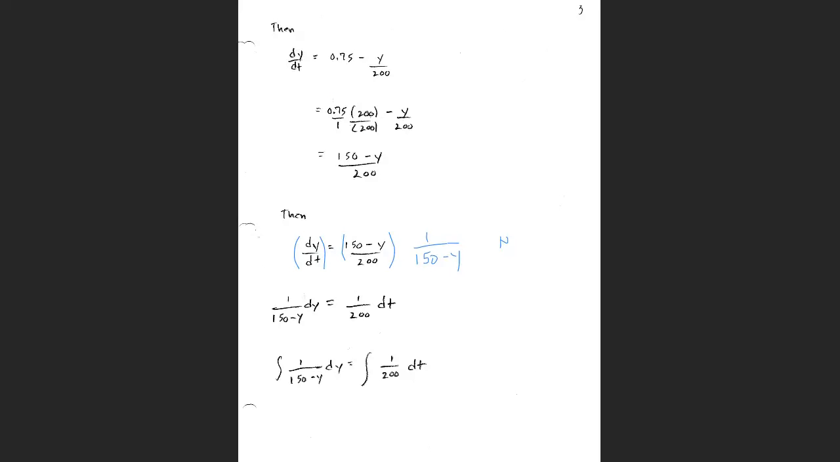And I note that y cannot equal 150. And actually, it will never equal 150. And you'll see why towards the end of the problem. You can divide by a variable so long as you know the denominator can't be equal to 0, okay? And ours is not.